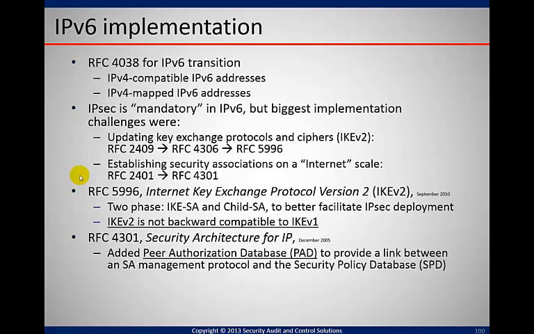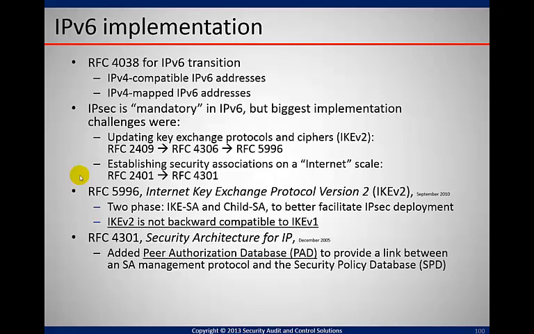When we look at the implementation, there's a couple of ways of actually looking at it. And there's also an RFC for this, 438 if you want to look at it in detail. We have IP version 4 compatible IP version 6 addresses and also IP version 4 mapped IP version 6 addresses.